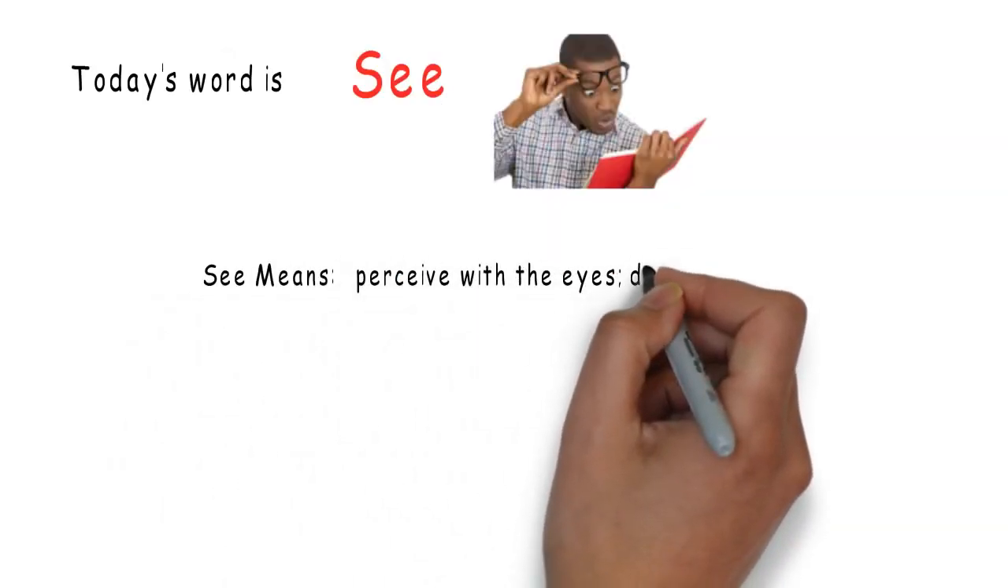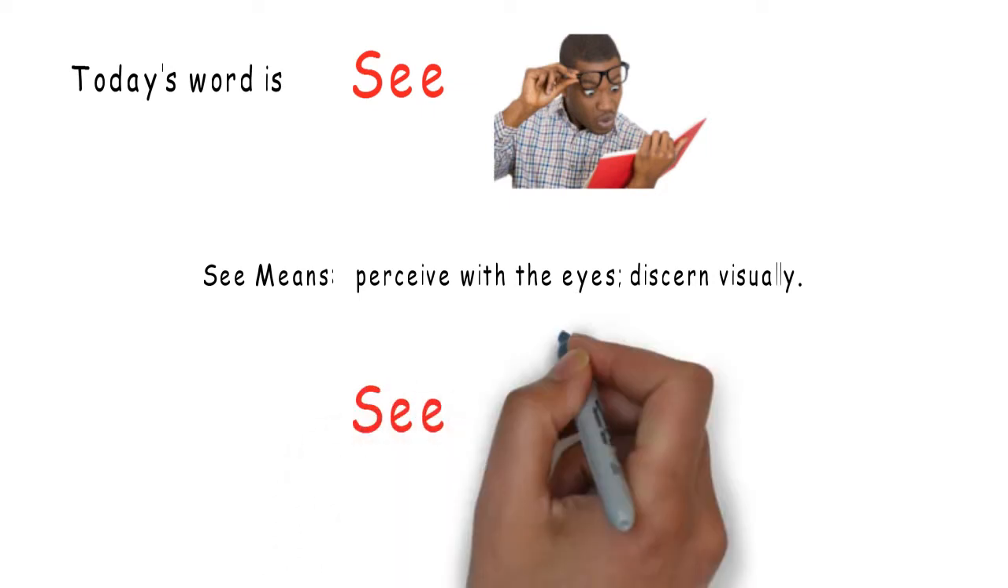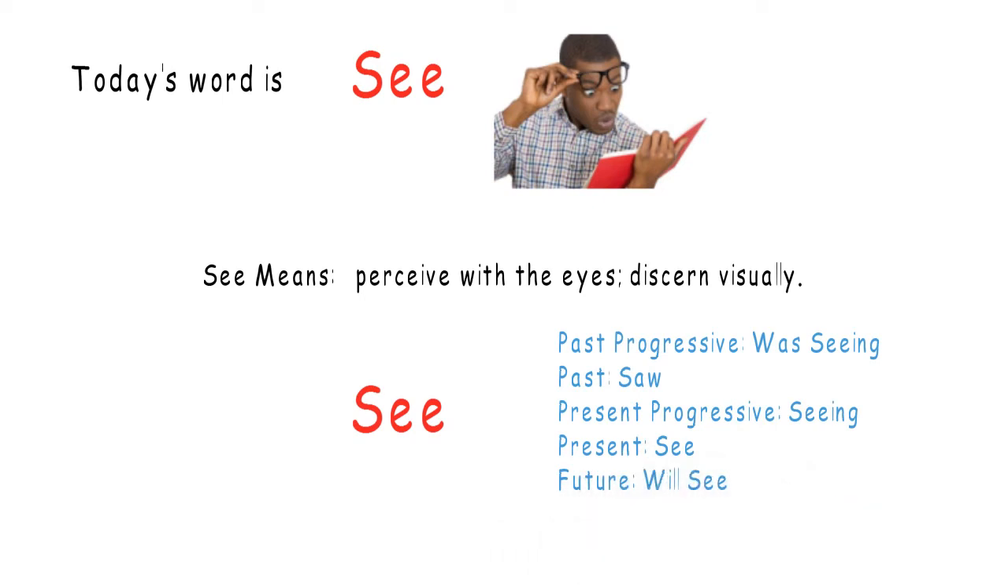See means perceive with the eyes, discern visually. See. Past progressive was seeing, past saw. Present progressive seeing, present see, and the future will see.